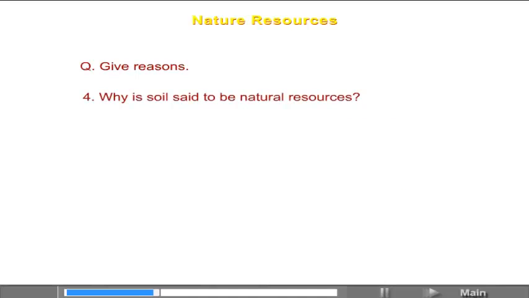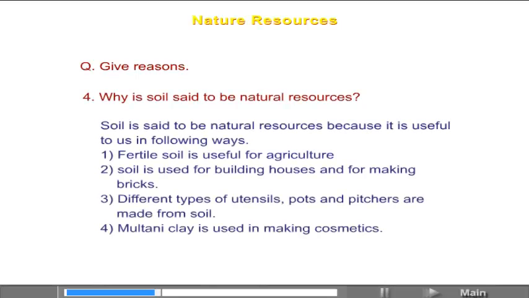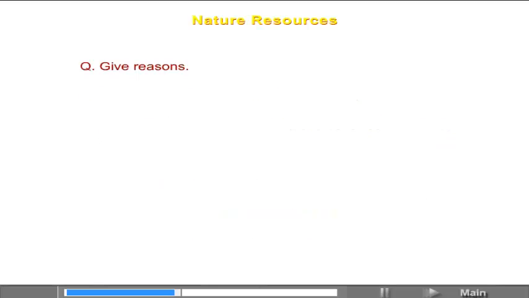Why is soil said to be a natural resource? Soil is said to be a natural resource because it is useful to us in the following ways. Fertile soil is useful for agriculture. Soil is used for building houses and for making bricks. Different types of utensils, pots and pitchers are made from soil. Multani clay is used in making cosmetics.